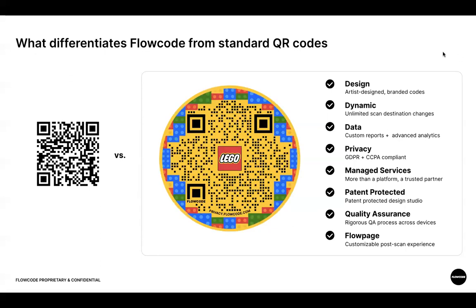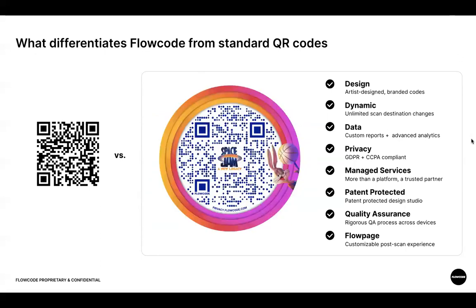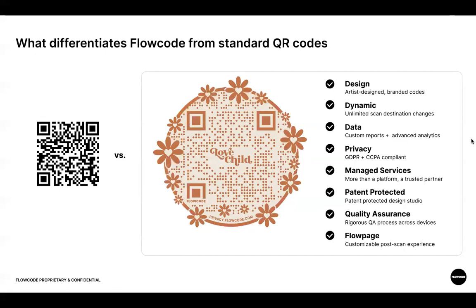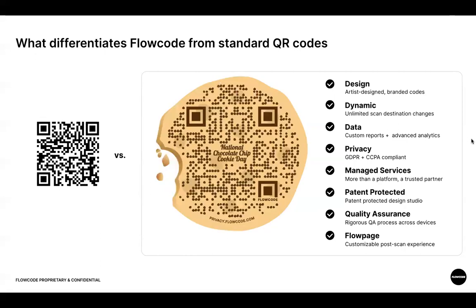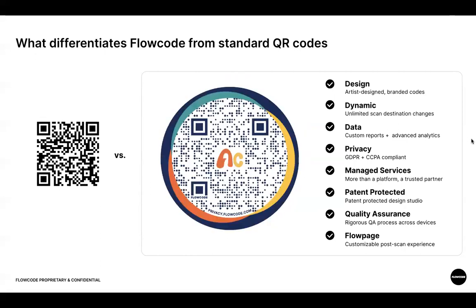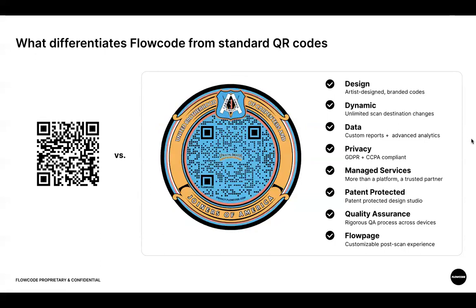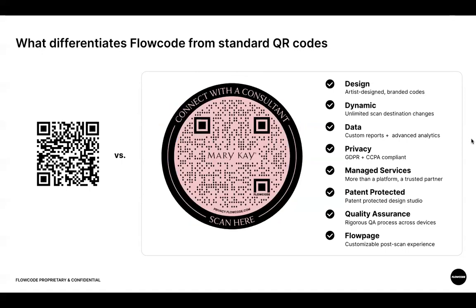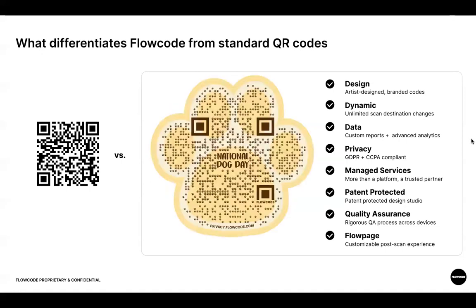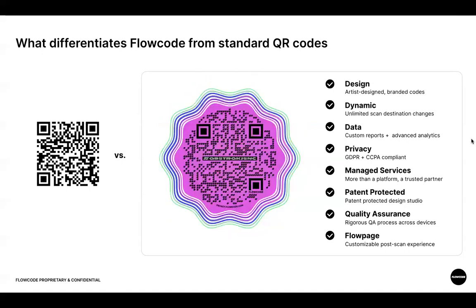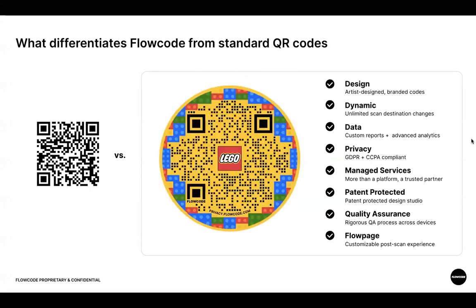Awesome. So really thinking about what differentiates Flowcode from the traditional QR code that you see out in the wild. First and foremost, we always lead with design. We know that your brand and aesthetic are really important, and so we want to elevate that and make this a focal point of your creative, so that you're not just putting it in the bottom corner, but it's front and center.